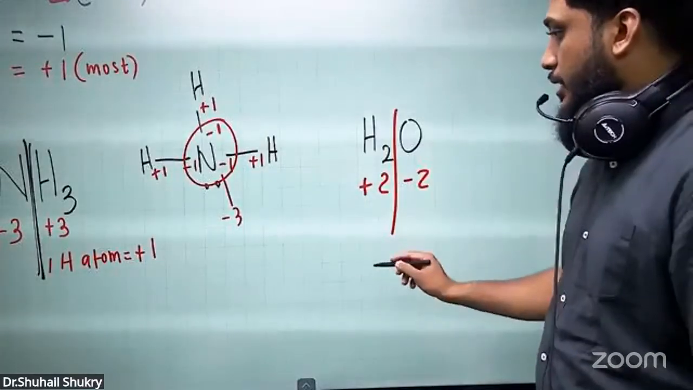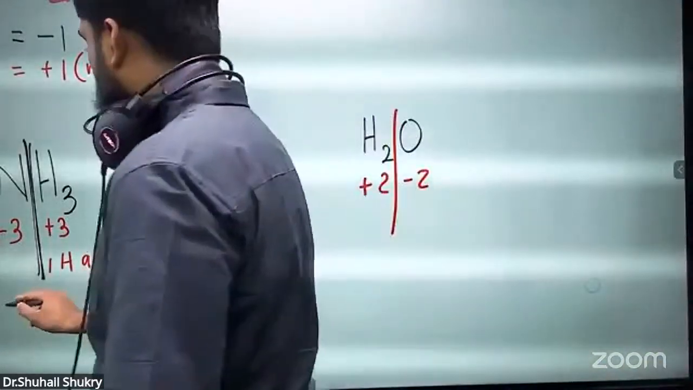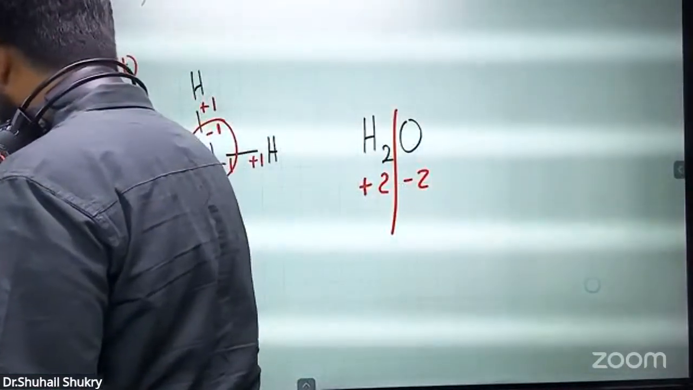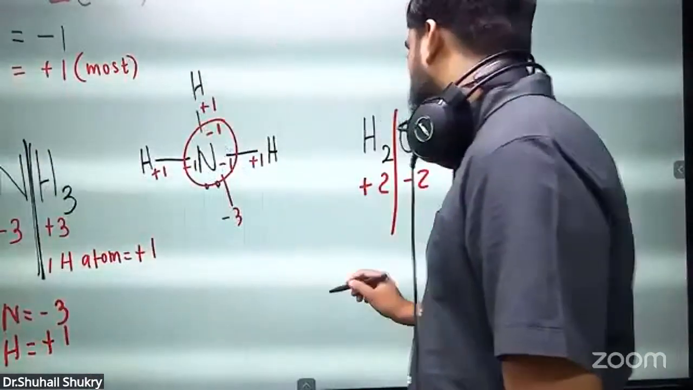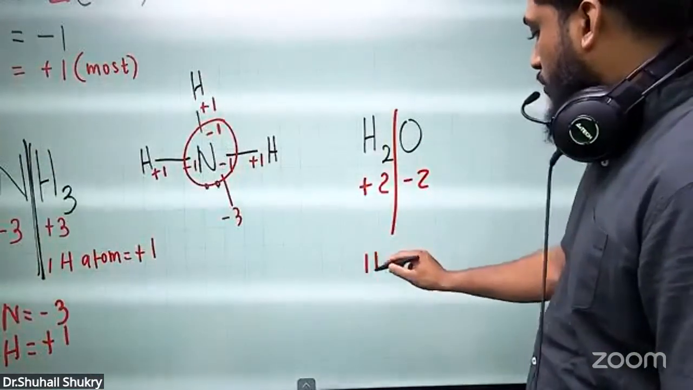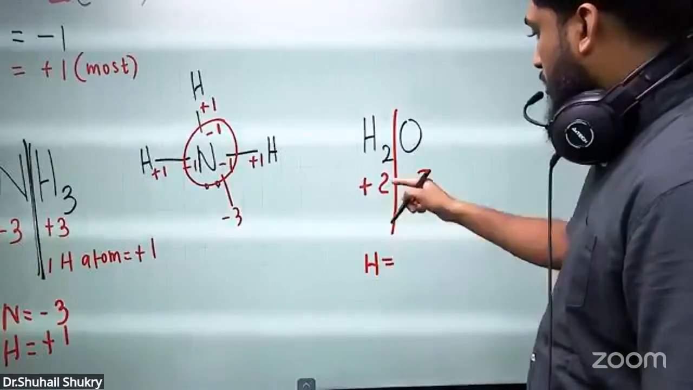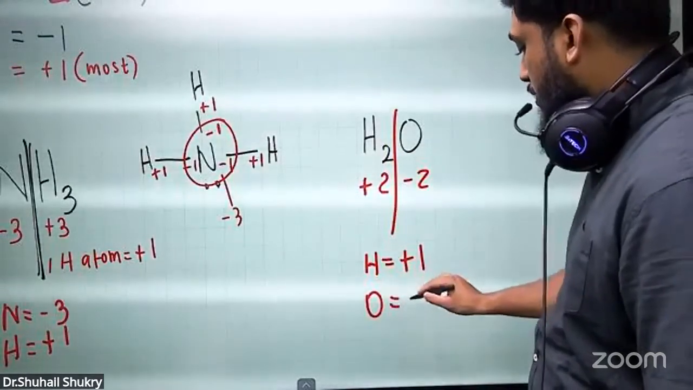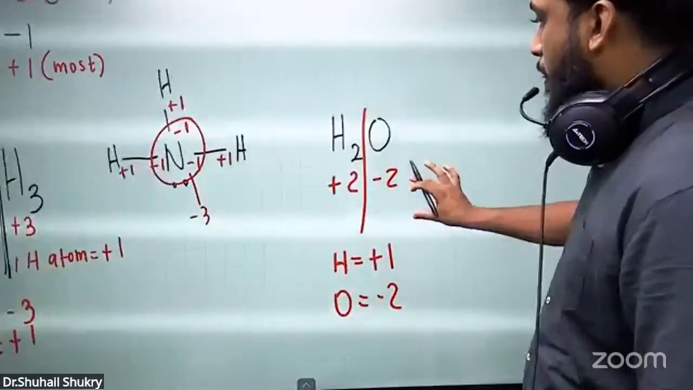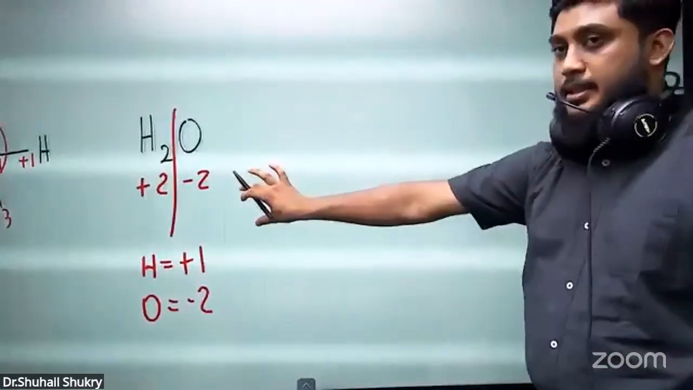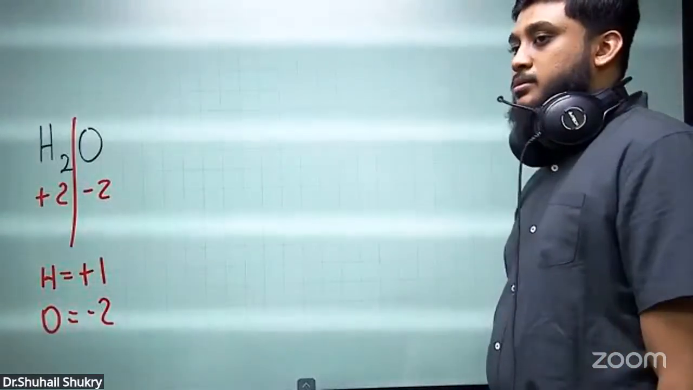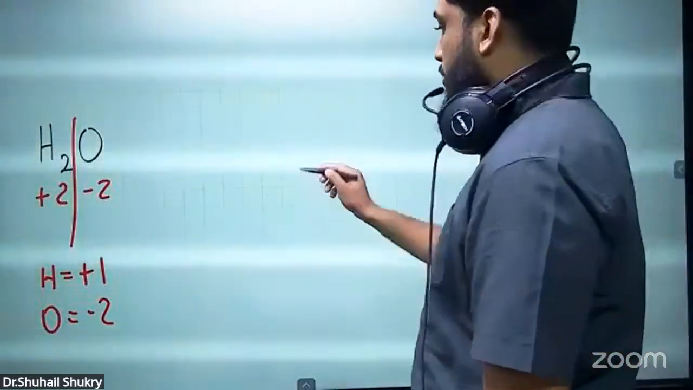Finally, you can write nitrogen is -3, hydrogen is +1. In water, two hydrogens are +2, one hydrogen is +1, then one oxygen is -2. Are these things clear? Now you have to be very careful for this compound.